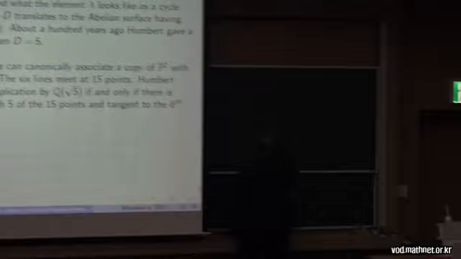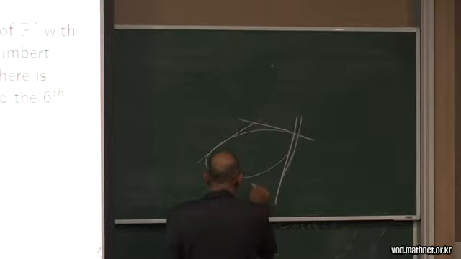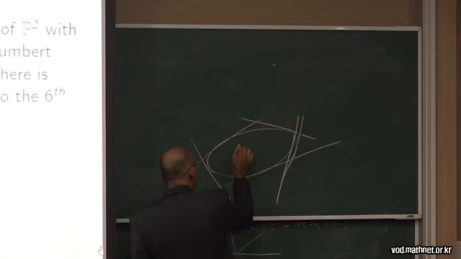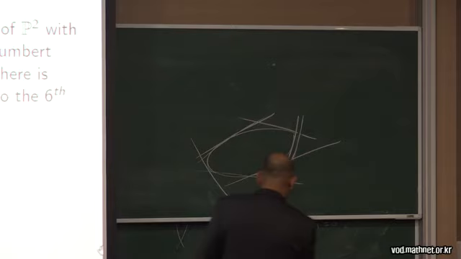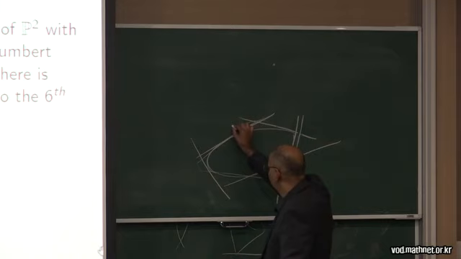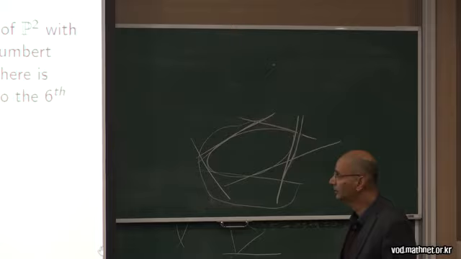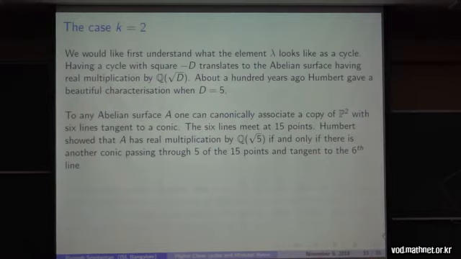You have a conic, and then you have lines 3, 4, 5, this is tangent, and 6, oh no, you get another tangent line, so 6. If you look at it, they meet at 15 points, and his theorem is that you have to have another conic which passes through 5 of these 15 points and is tangent to the sixth line. If you have that conic, then your abelian surface will have real multiplication by Q(√5). It's a really classical characterization of what that is.